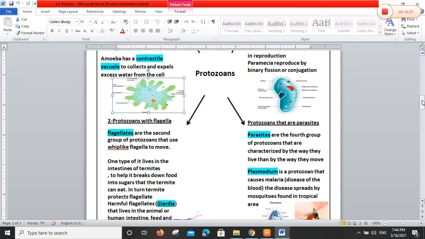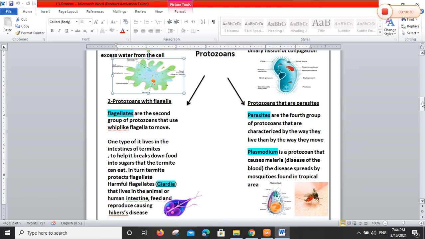Don't forget, we mentioned that protozoans are classified according to the way they move. So flagella are the second way protozoans move. One type lives in the intestines of termites. Termites means النمل الأبيض, the white ants. These protozoans live in the intestines of termites to help break down food into sugars. Yes, this is very important information about flagellates.